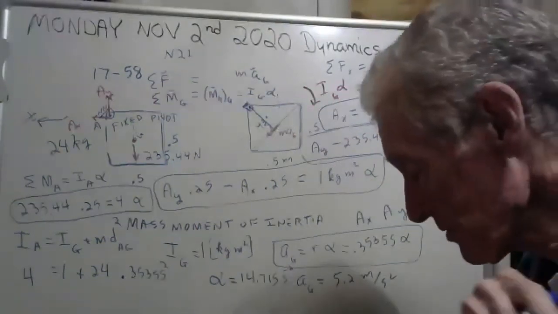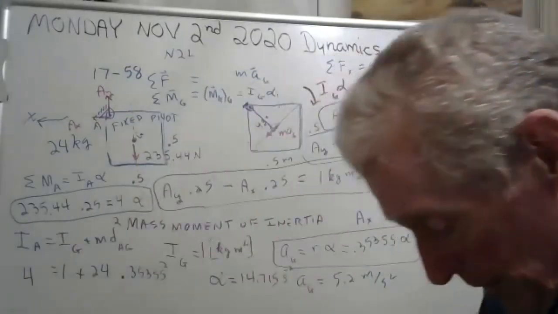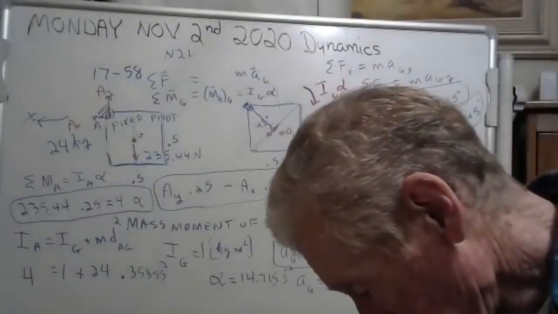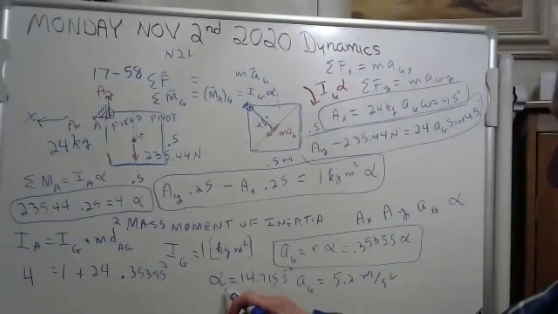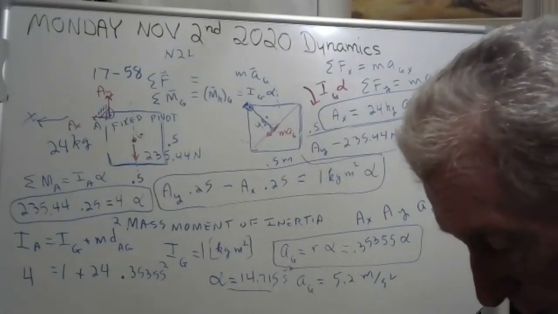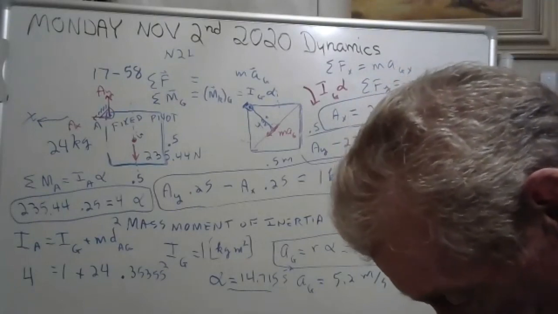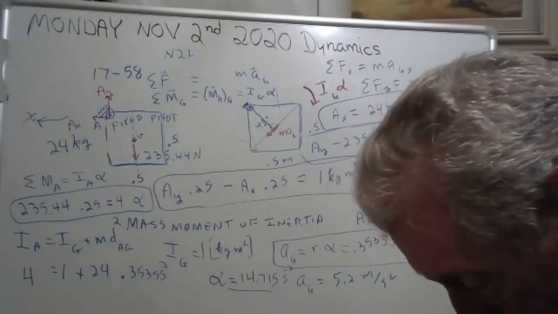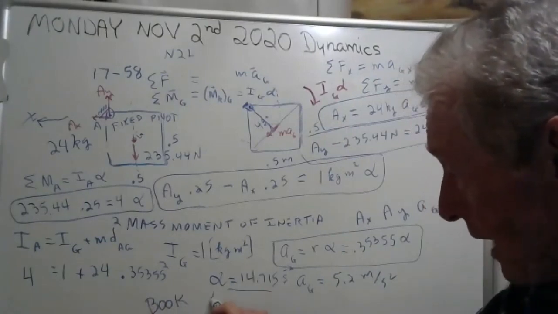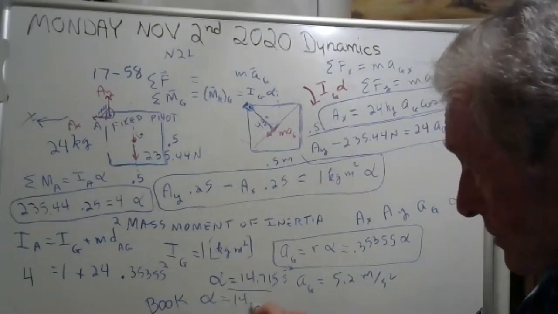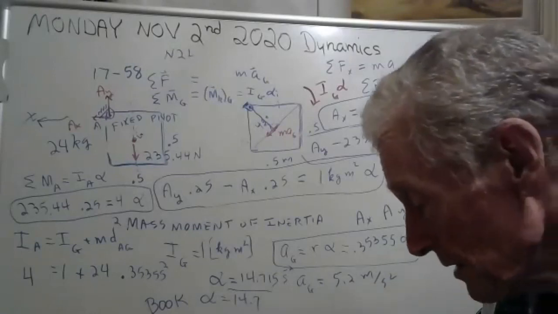Now, what were we supposed to find out? Let me read this. Let's see what it says here. Oh, I'm out of time. Oh, it's so sad. Determine the angular acceleration. Well, let's look at the answer book and see if we got this alpha right. Go to the back and look up 1758. Alpha says 14.7 in the back. The book says alpha is 14.7. They rounded off. We did great. Go do your homework.